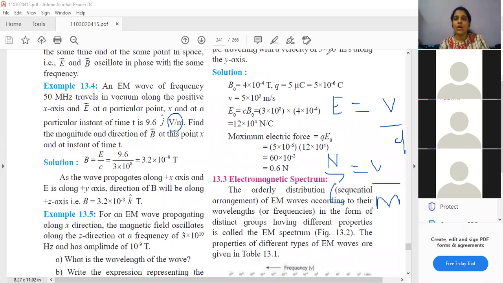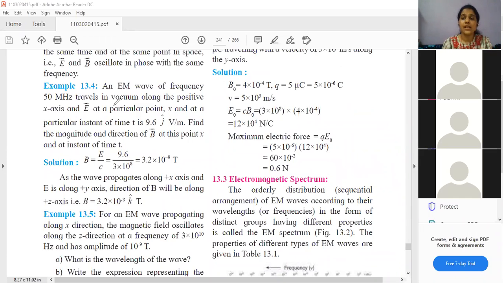Okay, fine. All right, so now let's get back to our numerical. They have given us a value for the electric field at a certain point, and that value is 9.6 J cap volt per meter. 9.6 is the value. What is J cap indicating? J cap is indicating that my electric field is along y axis. I cap is for x, J cap is for y, and K cap is for z axis.